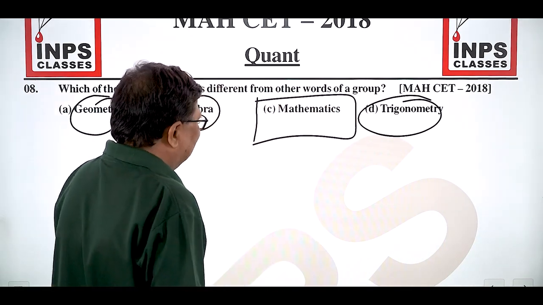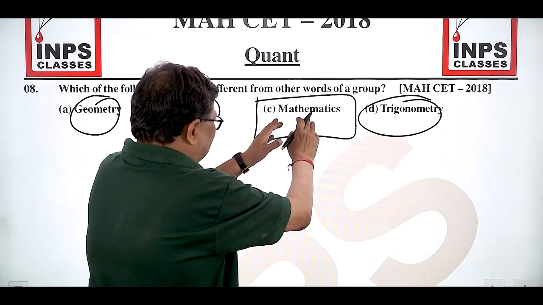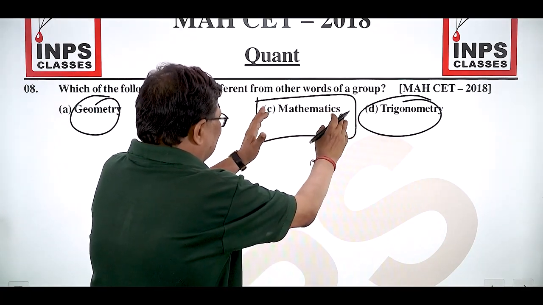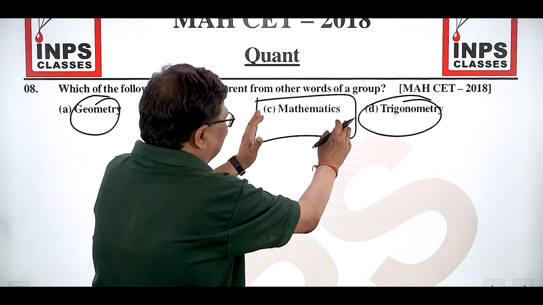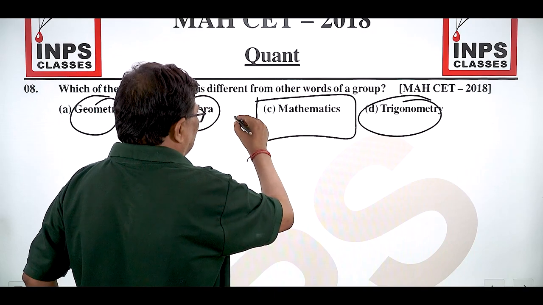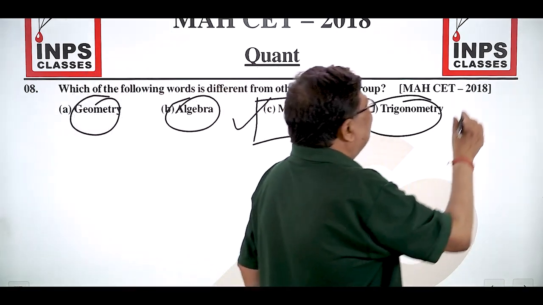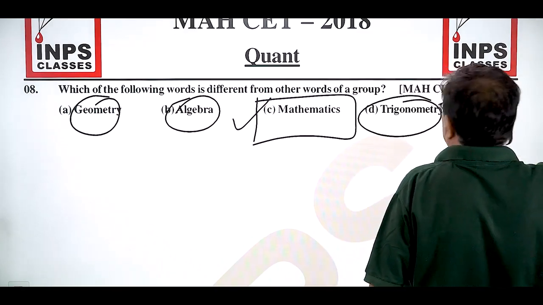Now, we know that geometry, algebra, trigonometry, they are all parts of mathematics. So, these three are parts of the mathematics subject. So, this C, that is mathematics, is different from the remaining three. So, our answer here would be C, mathematics. We move on to the next question.